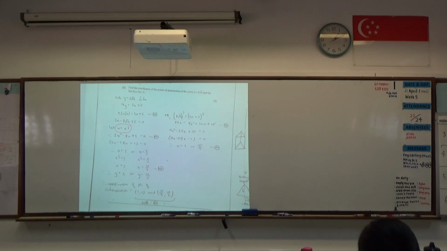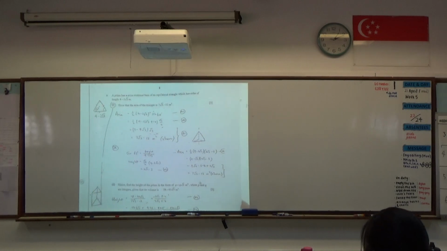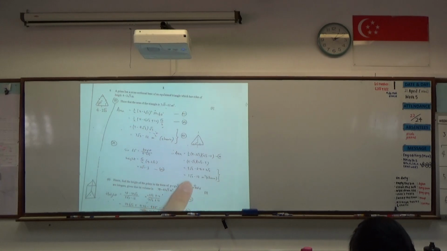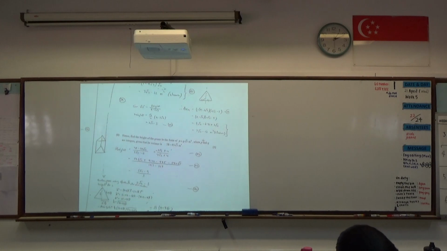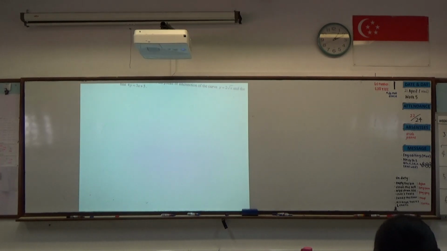Question 6 on your surds. No need. Question 6, surds. Our area should be 7 square root 3 minus 12. Then the height should be 6 square root 3 minus 9 over 3.